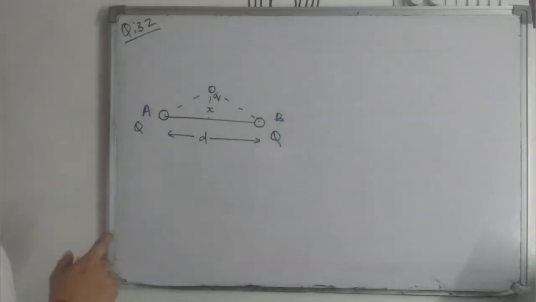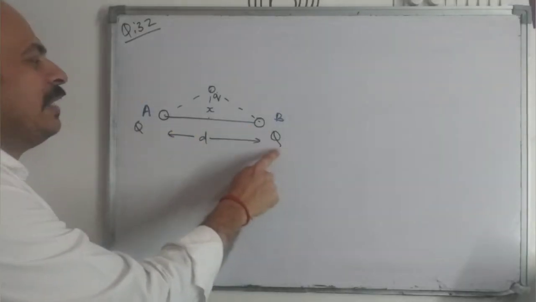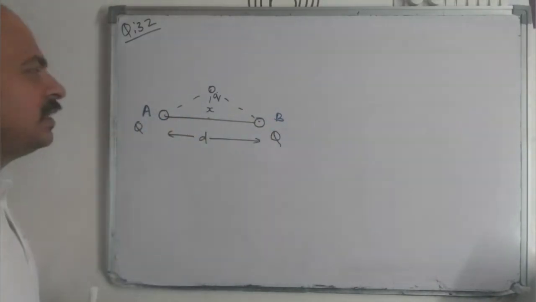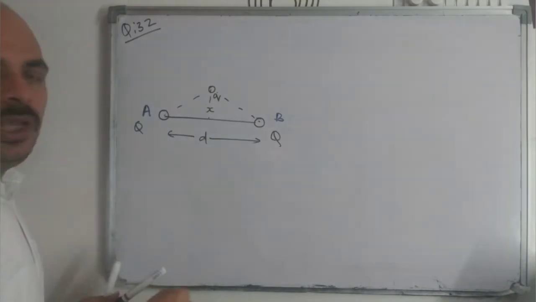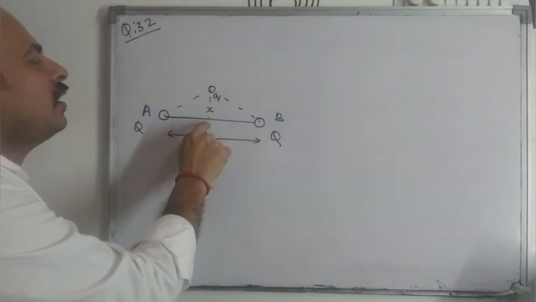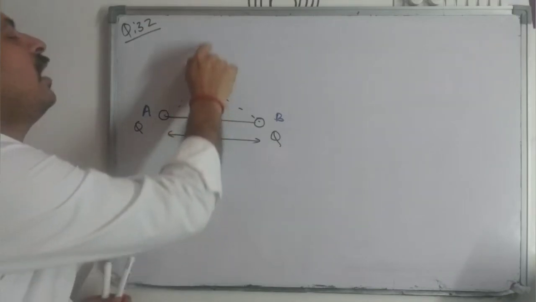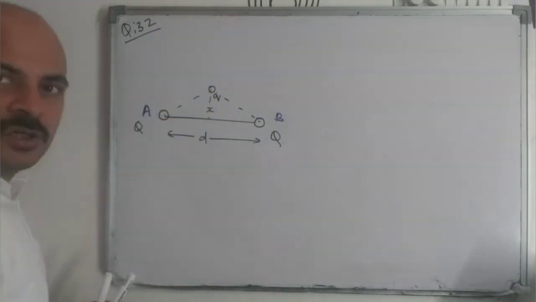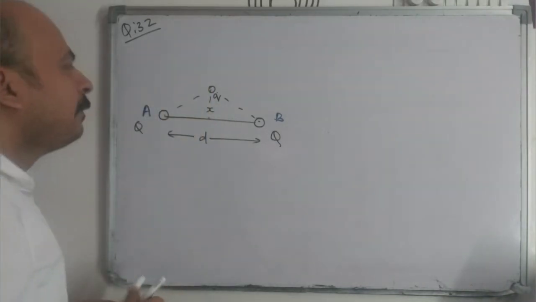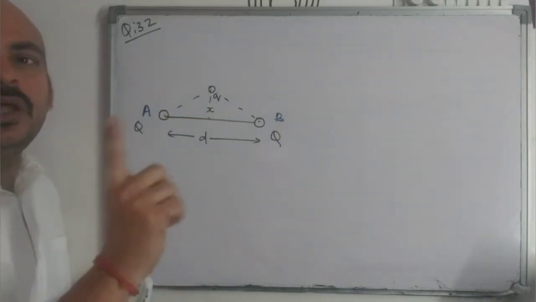Question number 32. Two charges, capital Q each, are placed at a distance d along the x-axis. A particle, small q, is placed slightly above, along the y-axis, in the direction of the perpendicular bisector, at a distance x. Now you have to calculate the total force.